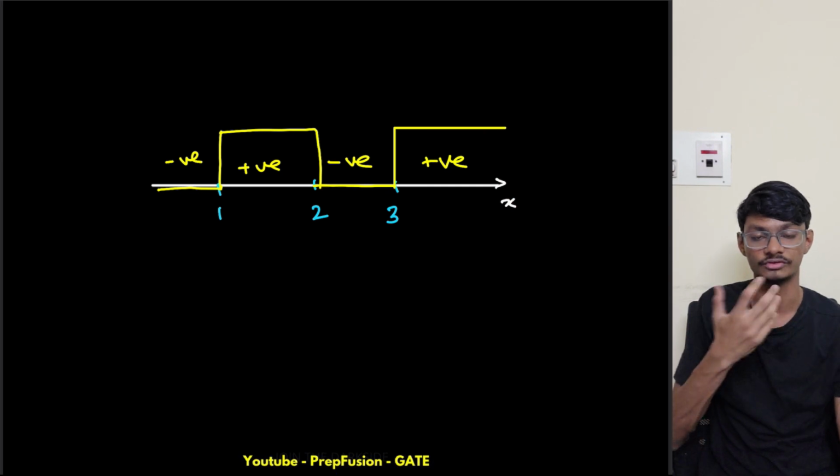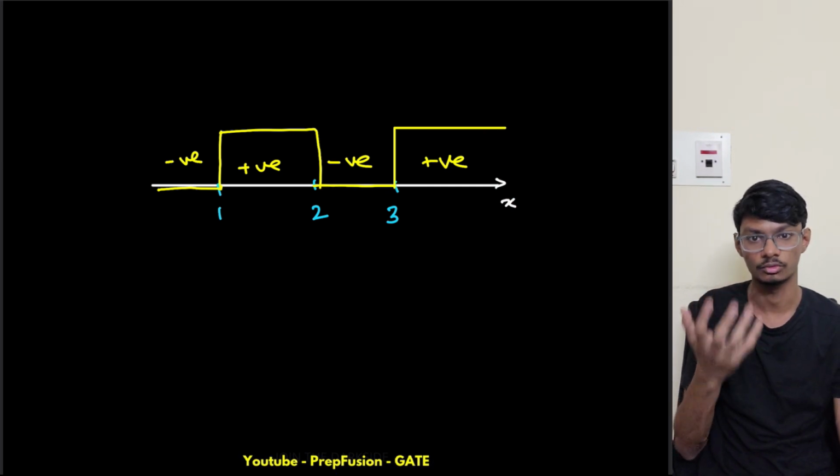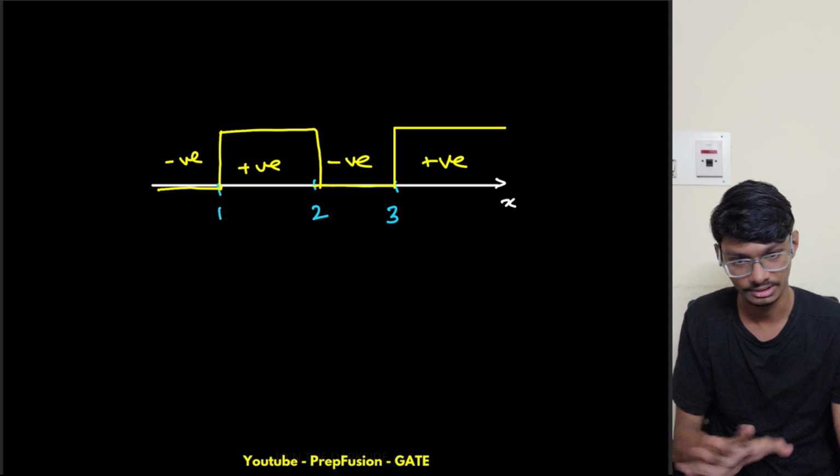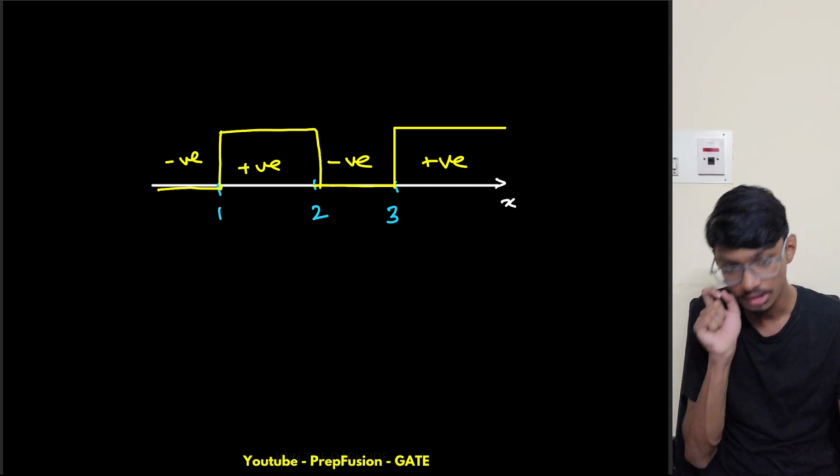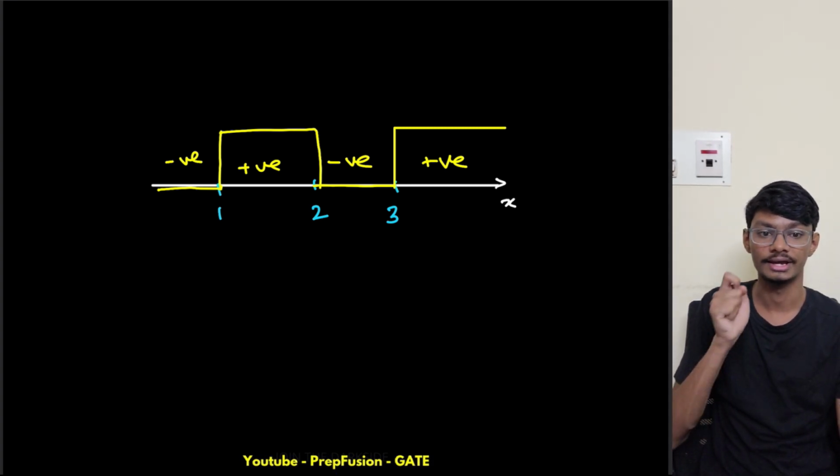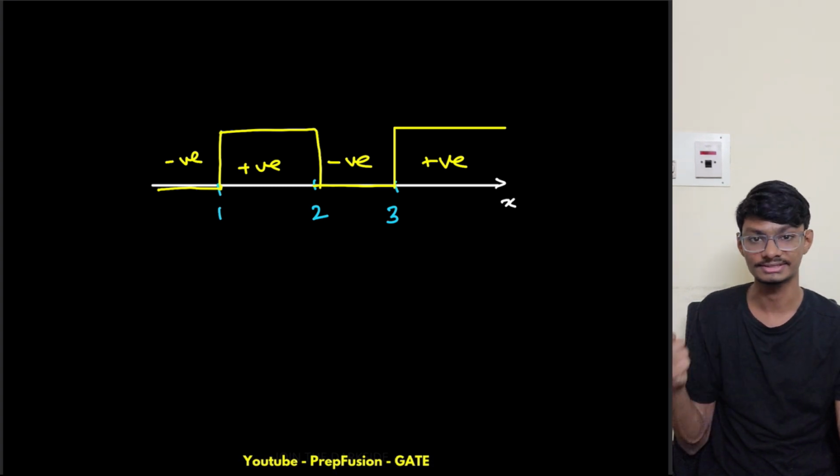That is more visually appealing to you. If it is more visually appealing to you, you can draw it like that. But it doesn't really matter. Here, what we'll do is write the range for which f of x is positive and the range for which f of x is negative.